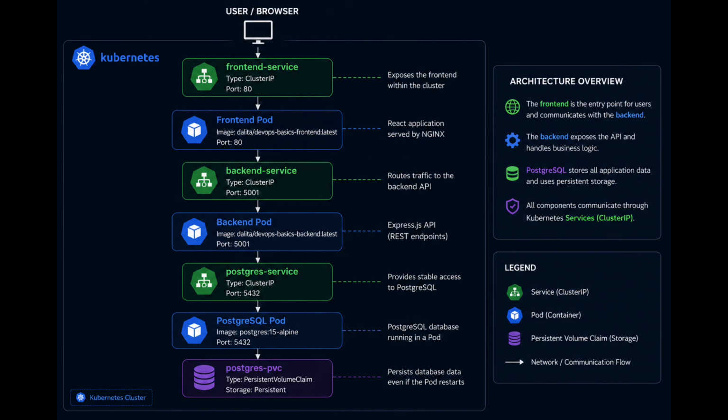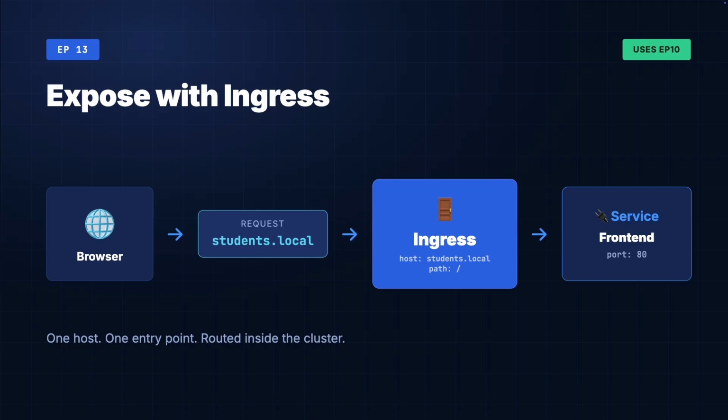So we need one final component, we need an ingress. The ingress will act as the entry point to our application and route traffic from the browser to the front-end service. Once we create the ingress, we'll be able to access the entire application through a friendly URL and complete our deployment. Let's create our ingress and expose the application to the outside world.